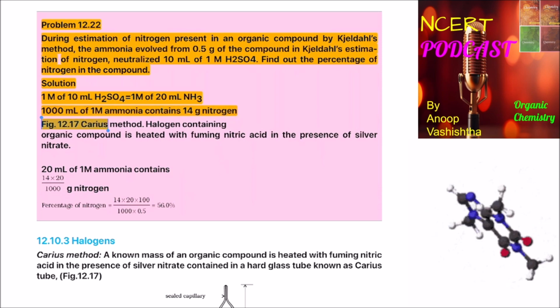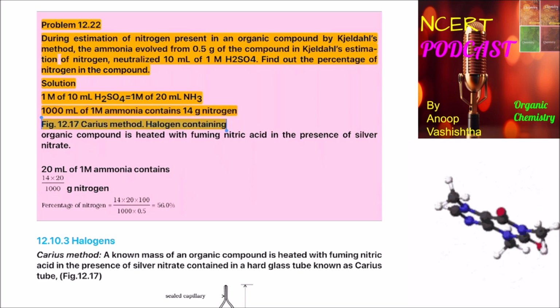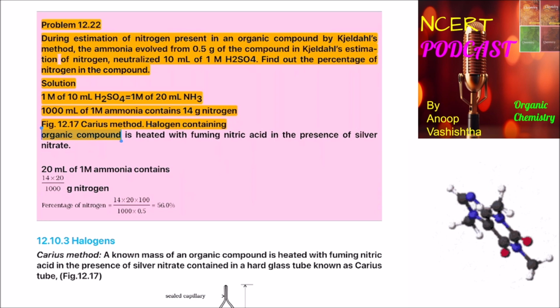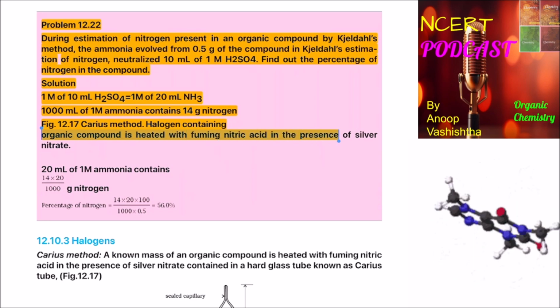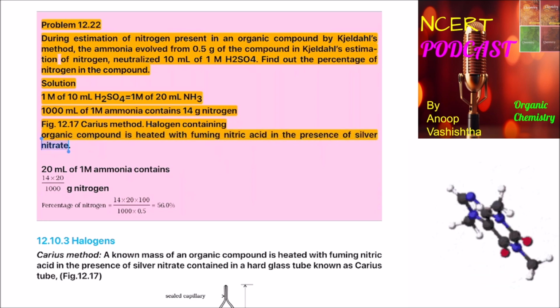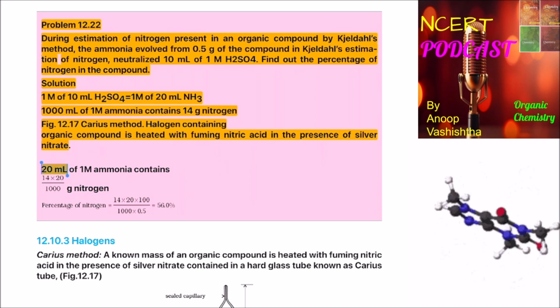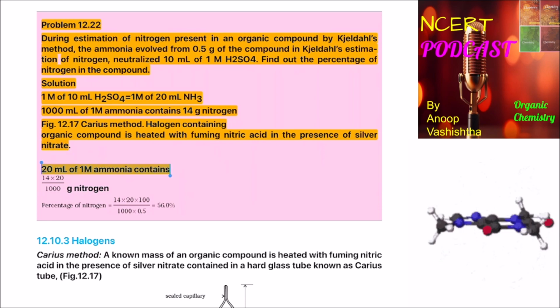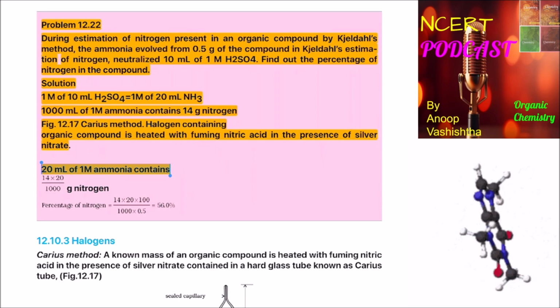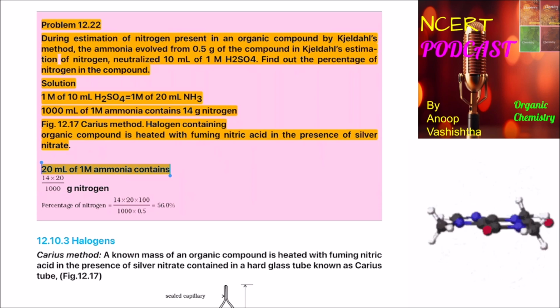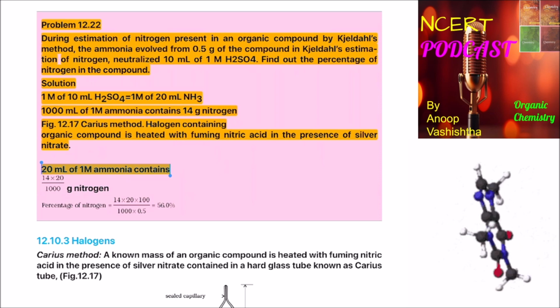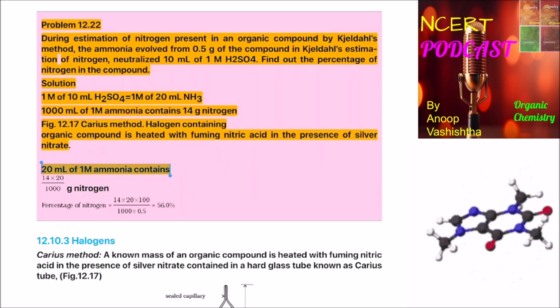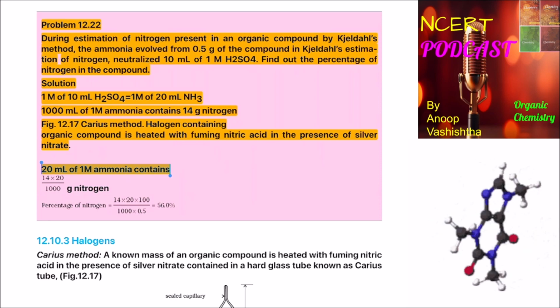Figure 12.17. Carius method, halogen containing organic compound is heated with fuming nitric acid in the presence of silver nitrate. 20 milliliter of 1 molar ammonia contains 20 into 14 by 1000 gram of nitrogen. Percentage of nitrogen is equal to 14 into 20 into 100 divided by 1000 into 0.5 is equal to 56.0%.